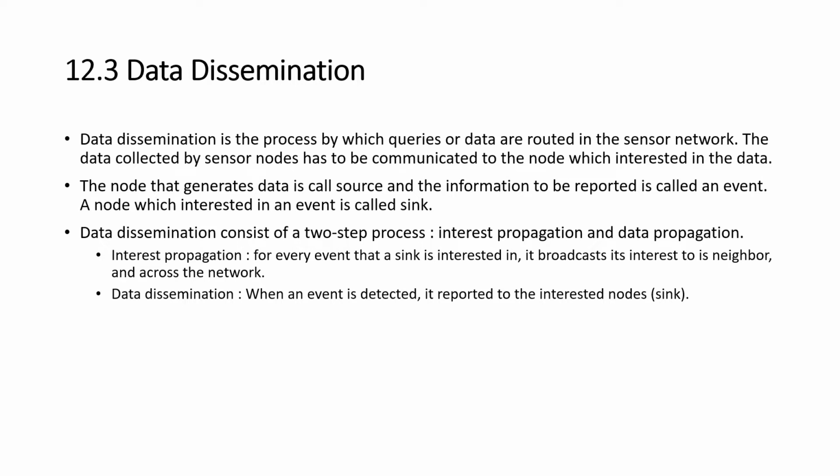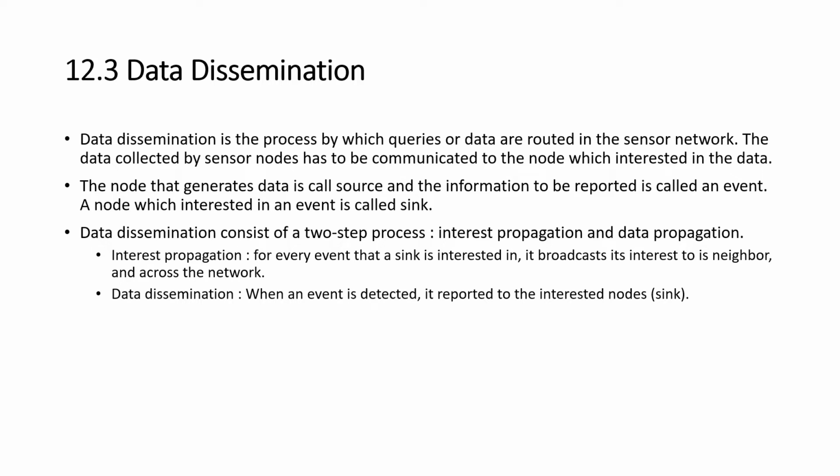Data dissemination is the process by which queries or data are routed in the sensor network. The data collected by sensor nodes has to be communicated to the nodes which are interested in the data. The node that generates data is called the source, and the information to be reported is called an event. A node which is interested in an event is called a sink.